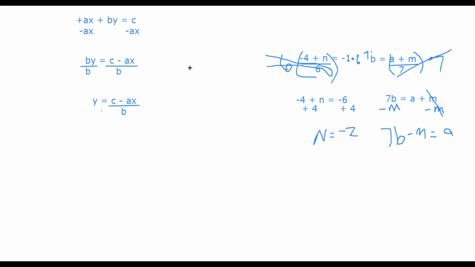You could split it apart. You could say c divided by b and negative ax divided by b, but there's no benefit to doing that until you know what some of the terms stand for. We don't have any numbers. There's no point in splitting them apart like that. So now we've got it in slope intercept form.